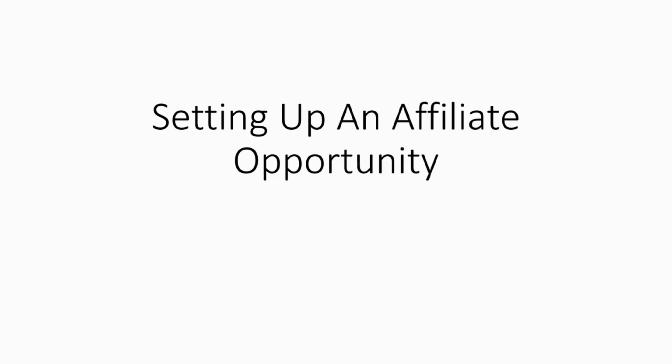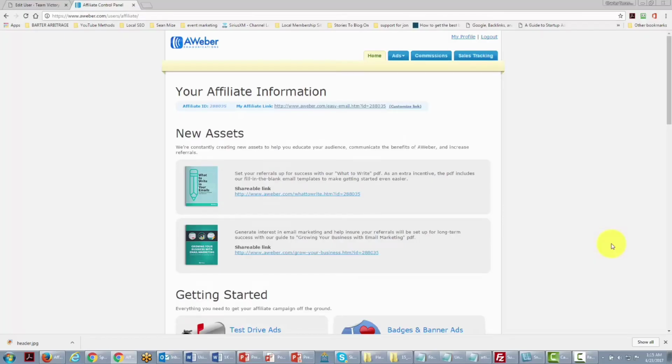Welcome back. Now in this video, we are going to be discussing setting up an affiliate opportunity. You are now looking at the affiliate area for Aweber, an autoresponder company. The reason that we've come to Aweber is because they have several different kinds of ads for their affiliate program. One of the things that you will notice if you go into the ads area is that they have video ads, they have badges and banner ads.